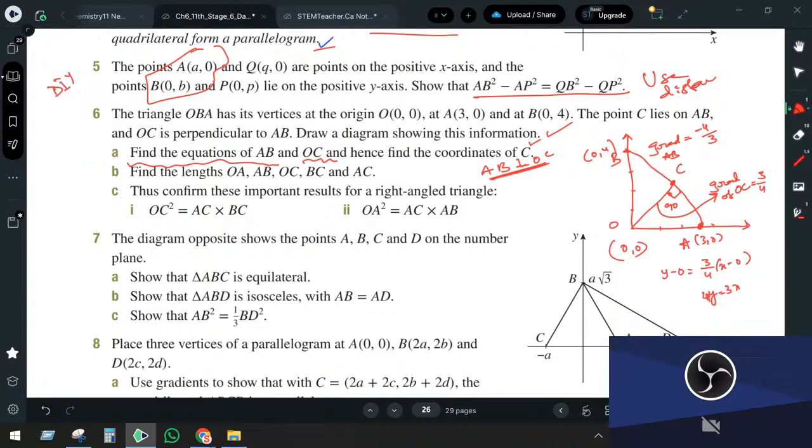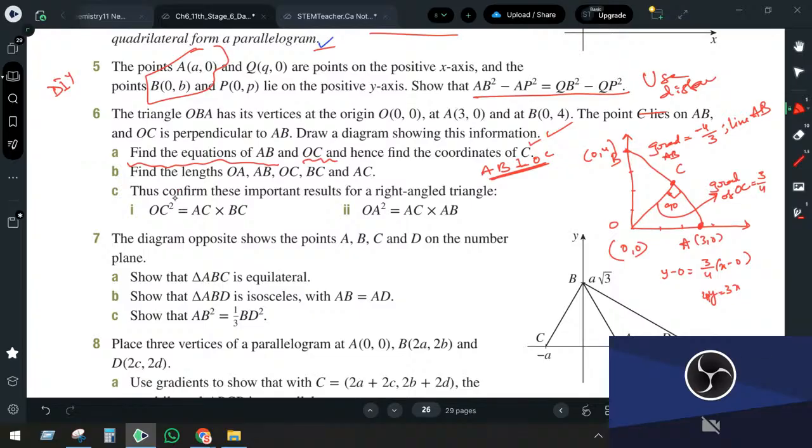And how will we get the point? What is the point? I got the line equation. Get this line also. Get the line of AB and the intersecting line. Solve simultaneously to get C.